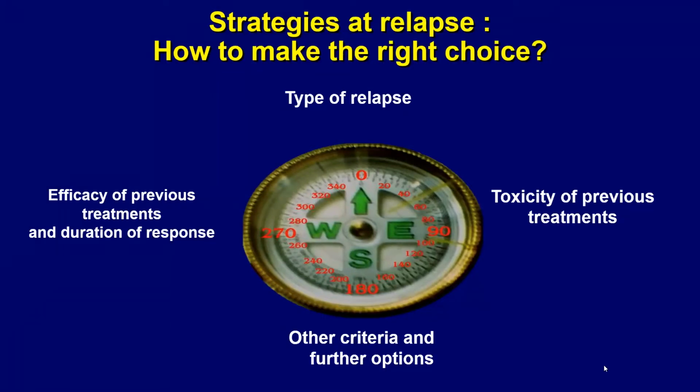Of course, we have to keep in mind the toxicity of the previous treatment, especially peripheral neuropathy with proteasome inhibitors, and other criteria and further options. I'm going to elaborate on that. And keep in mind what was the efficacy of the previous treatments and the duration of response. This is really very important.